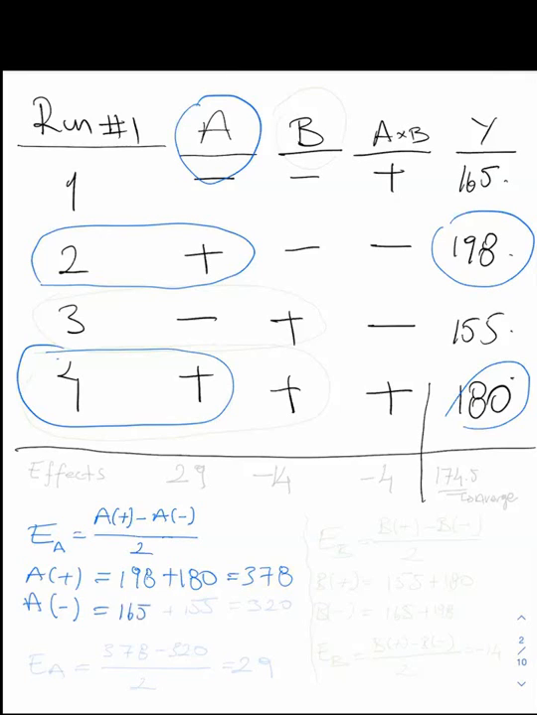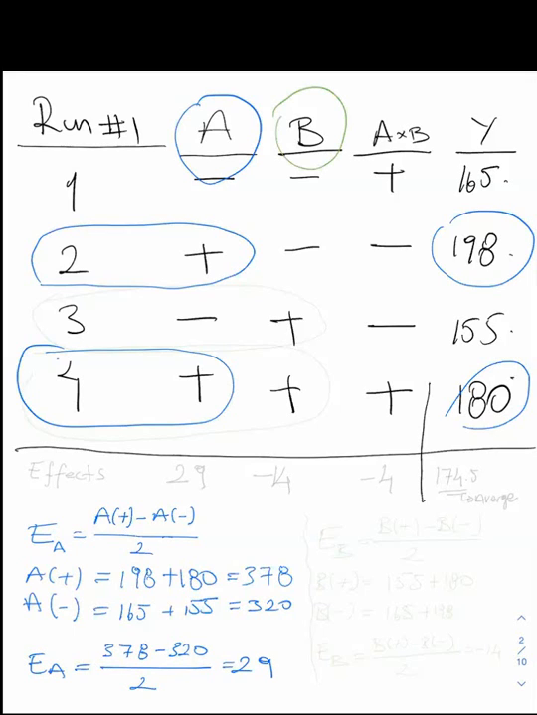And our A minus is going to be 165 plus 155, right? And that's going to be 320. Okay, so from there, then you can write the effect of A is going to be 378 minus 320 divided by 2, and that's going to be 29.